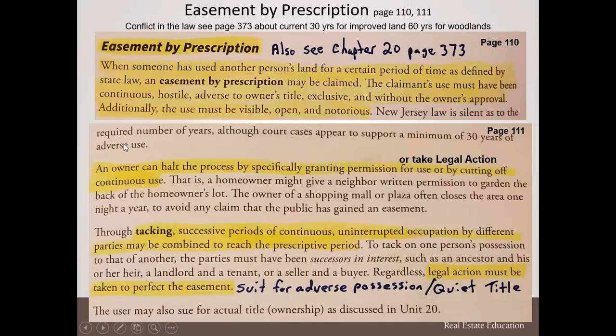All right, so this is what to highlight on pages 110 and 111. Easement by prescription, you could give that little cross reference. Also see chapter 20, page 373. That's where we did a highlight before. And then do the highlights. These are the same notes that I just read to you. We're just putting down those notes. If you could.